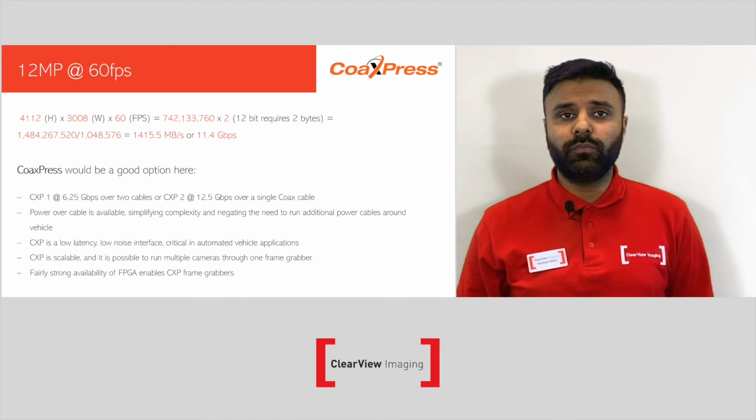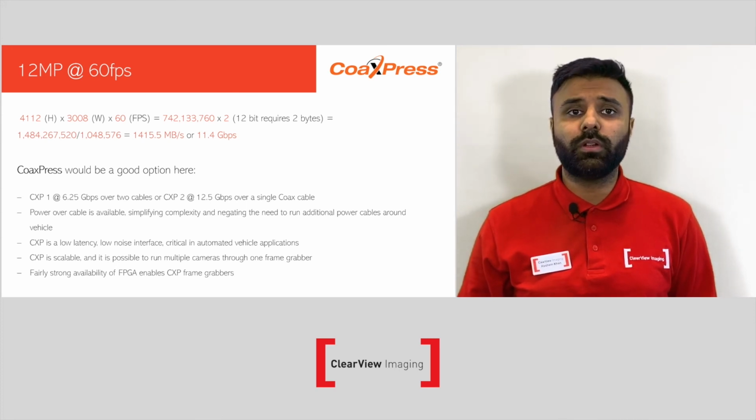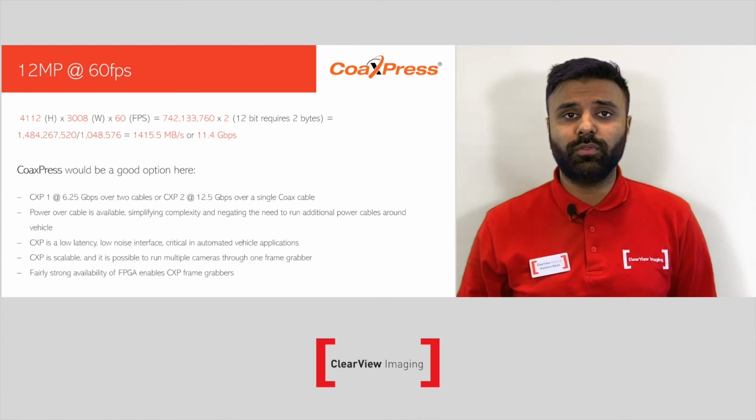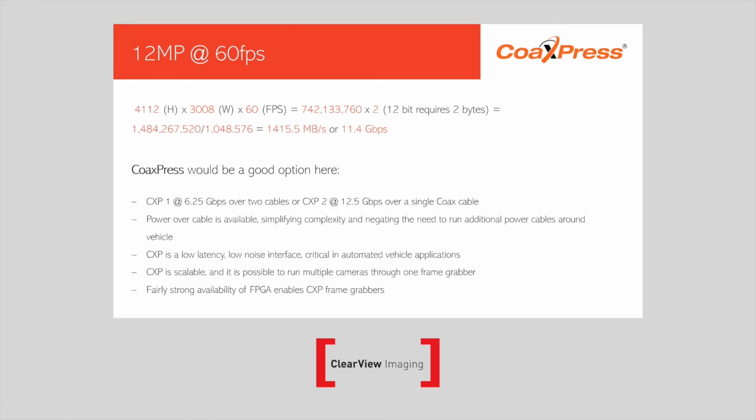CXP-1 can handle the bandwidth over two cables, or CXP-2 over one. It's scalable, you can run multiple cameras into one frame grabber, and there are frame grabber options to do the FPGA preprocessing. CXP is low latency and low noise, which is crucial for these kinds of applications. There is good support for CXP across a number of vendors, so there are various hardware options for comparison. So in this case, CXP-1 using 2x 6.5 gigabits per second was selected, as it was easier to handle in the FPGA compared to the 12 gigabits per second input.